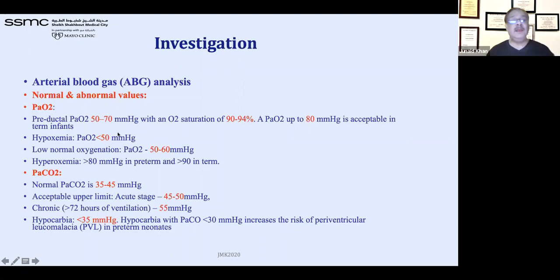The PaO2 of less than 50 is hypoxemia. Low normal oxygenation is 50 to 60, and hyperoxemia is more than 80 in preterm and more than 90 in term. The PCO2 of 35 to 45 is normal. The upper limit is 45 to 55, but in the premature baby, we allow up to 60 arterial. We never allow hypocarbia because it can increase the risk of PVL.